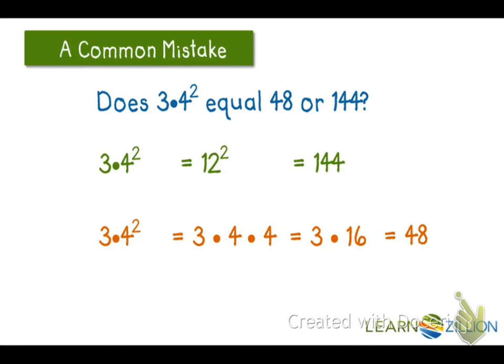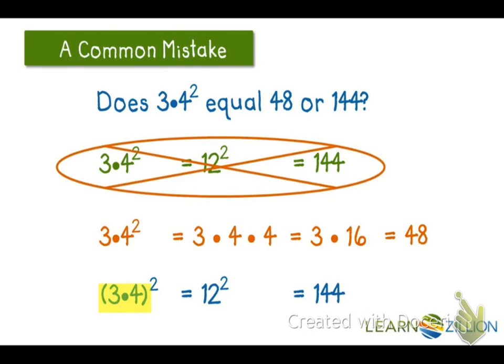The only way we would multiply before we applied the exponent would be if the base was written in parentheses as 3 times 4. This would tell us to multiply 3 times 4 first to get 12 as the base of the exponent, and then we'd get 144. But since the original question did not have the multiplication in parentheses, we should not have multiplied 3 by 4 before applying the exponent, so 144 is incorrect.